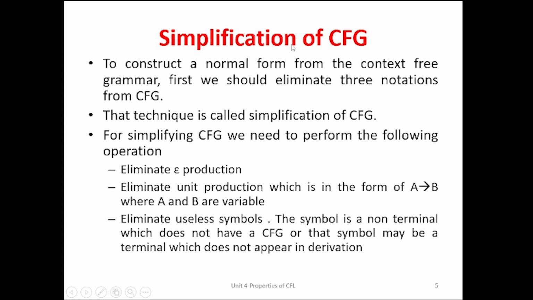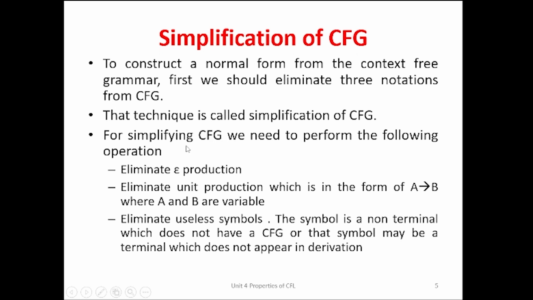Today's topic is simplified CFG notation. If you want to construct a normal form, the first step is to eliminate 3 notations from a given context-free grammar. This elimination of those notations is called simplified CFG notation. We can construct a normal form only from a given context-free grammar, so the normal form notation is an extension of the context-free grammar.